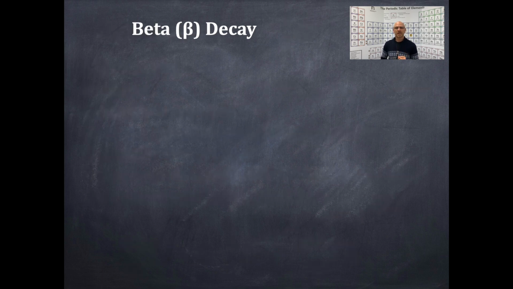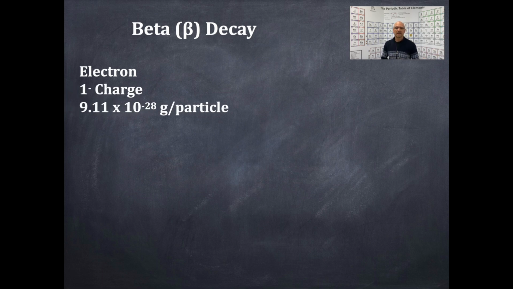Okay, then we're going to talk about the beta particle. So the beta particle, what is it? It's a beta symbol. Okay, it's an electron, effectively. It has a charge of -1, just like an electron does. Okay, and it has a mass of 9.11 times 10 to the negative 28 grams per particle, and you should look up the mass of an electron that we've discussed before in atomic structure. It's the same mass. No way. Unbelievable, huh?